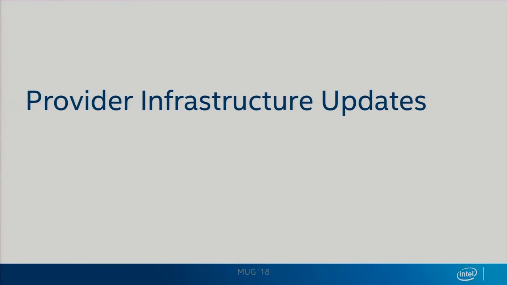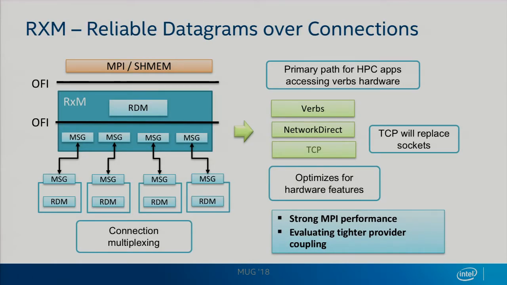The provider infrastructure updates. The way LibFabric is being structured is that it is being broken down into smaller and more generic pieces for LibFabric providers that don't implement the full subset of the APIs that LibFabric exposes. So this is a nomenclature that we came up with. It's called RxM, which means reliable datagrams over connection-oriented transport.